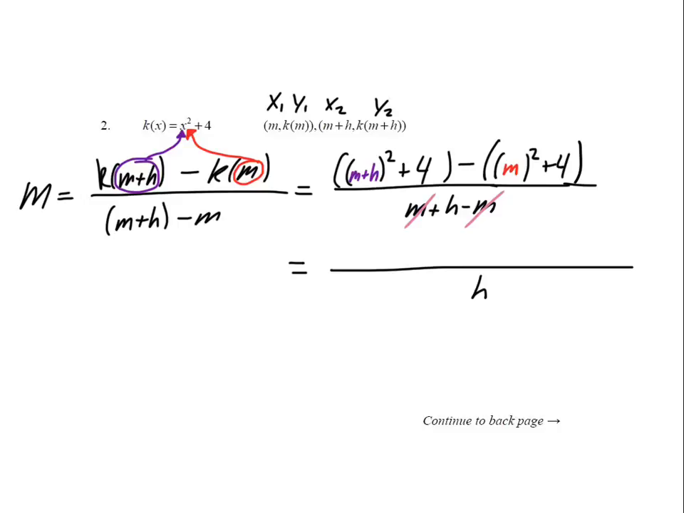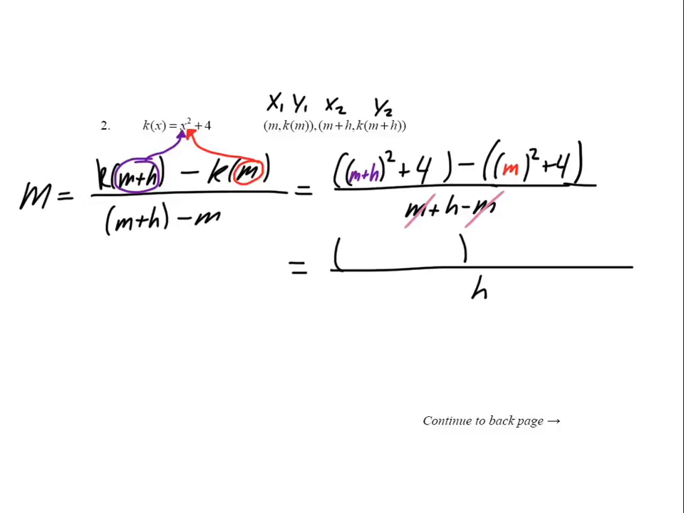On top, what math do we have left to do? Well, we've got m plus h squared. And don't make the mistake of saying that's m squared plus h squared. That's not what that is, right? Technically, you should have to FOIL that out, like m plus h times m plus h. Okay, so to be fair, let's multiply that all out.